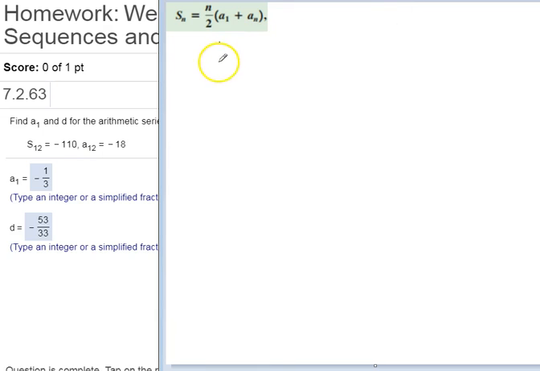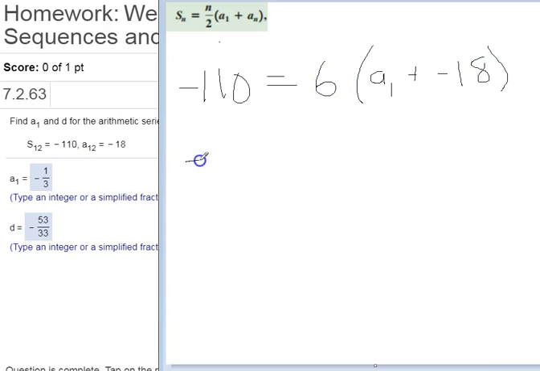So to work it out here, plug in our values. The sum of the first 12 terms is negative 110. We're adding 12 terms together, so 12 divided by 2 is 6. This is what we don't know, the first term of the series. And then we know what the 12th term is. It's negative 18. So we're going to need to multiply everything by 6 there and distribute on the right side. So 6 times A1, and then negative 18 times 6 is negative 108. So plus negative 108. I could have just written minus 108, but that's another way to write it.